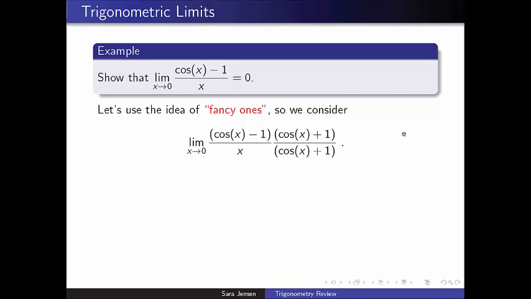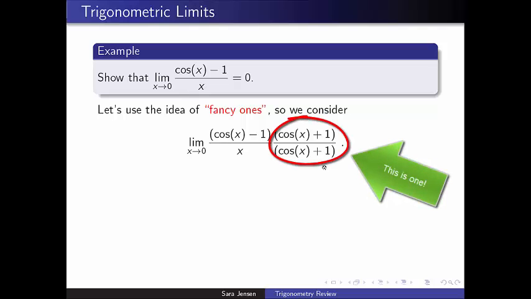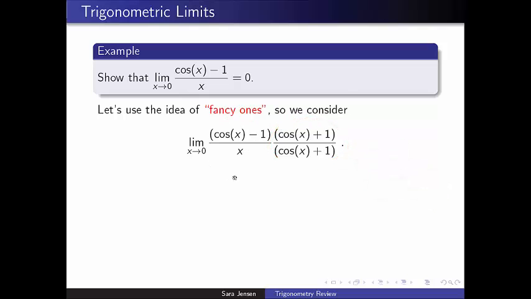So let's use the idea of taking the limit that we're considering, cosine of x minus 1 over x, and let's use this idea of fancy ones. In other words, we're going to take that expression and we're going to multiply it by 1, because that leaves the value unchanged. But we're not going to multiply it by just the number 1. We're going to multiply it by something divided by itself, which I call a fancy one. And in this case, what we're going to multiply our expression by is cosine of x plus 1 divided by cosine of x plus 1.